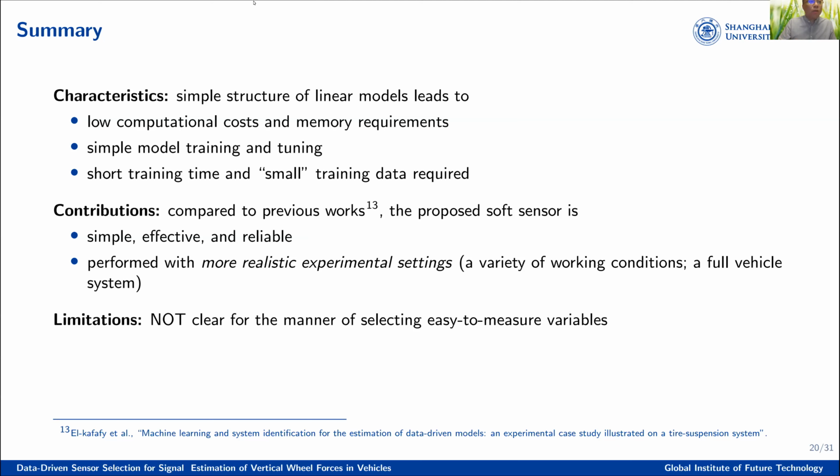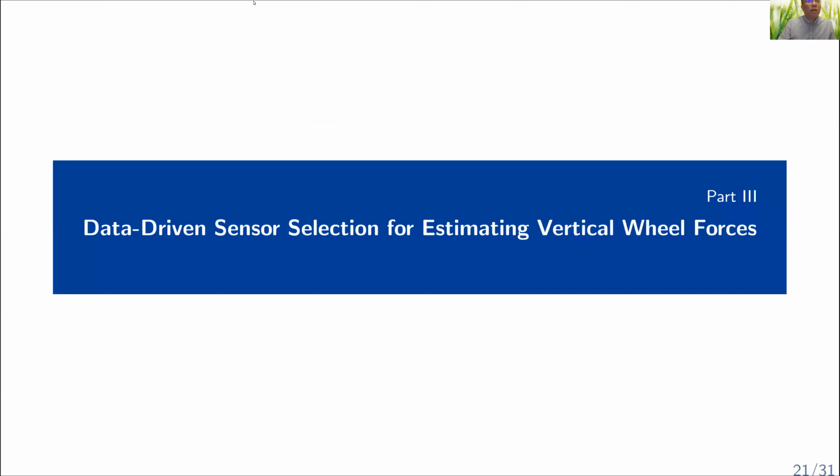Okay. Now, the problem is that we are not very clear about the manner of selecting the easy to measure variables. As we mentioned, we just use them. We don't know which ones we should select or which ones we should not. So next, we talk about the data-driven sensor selection.